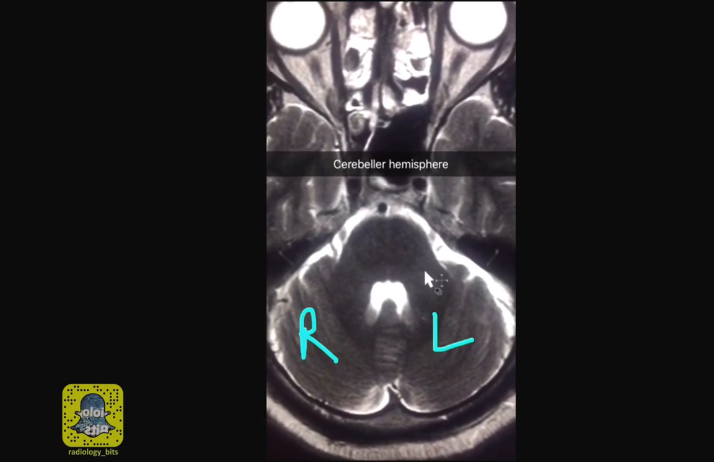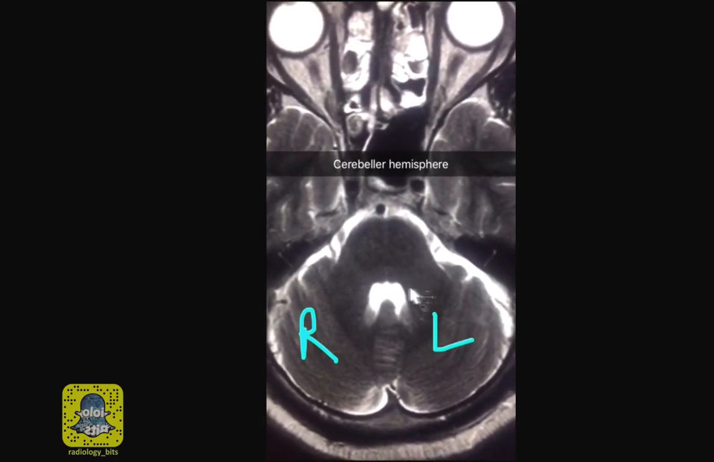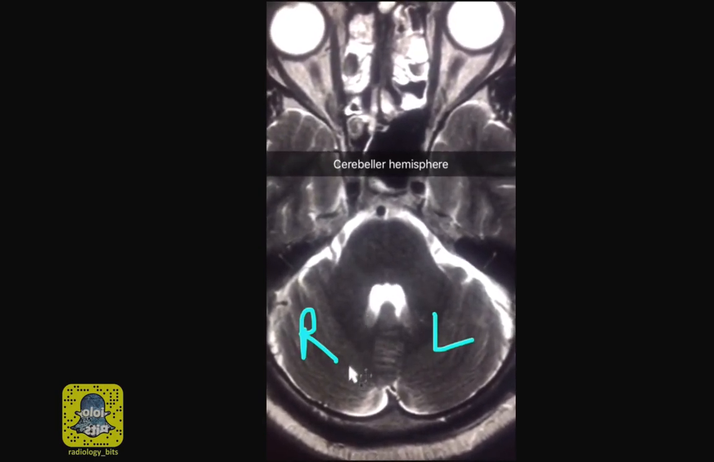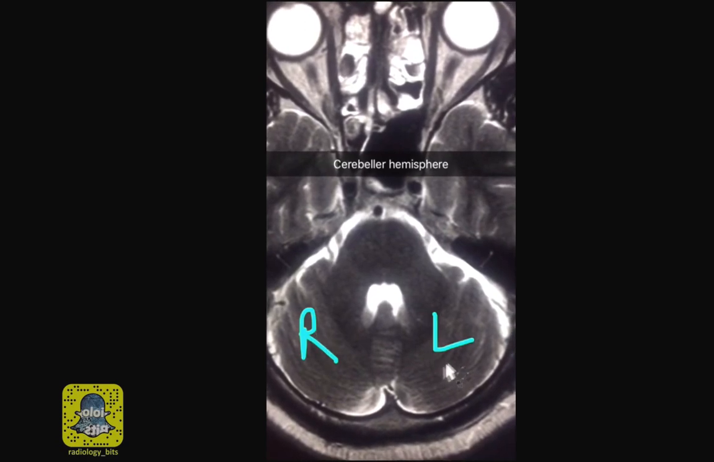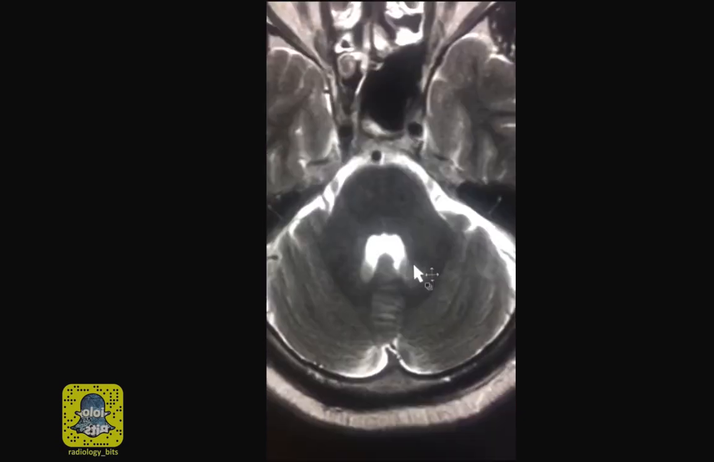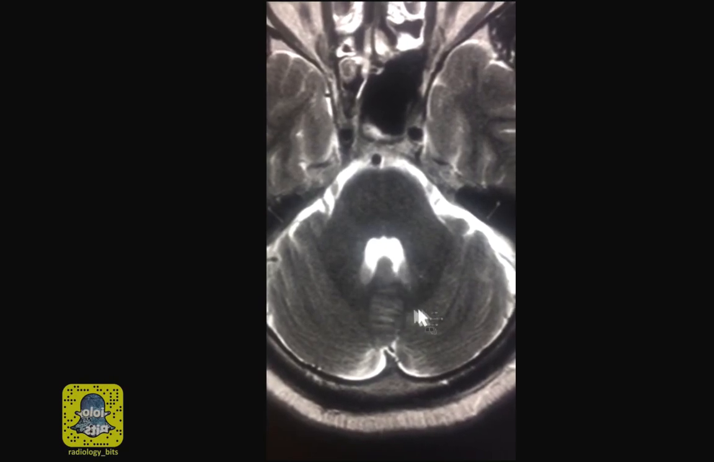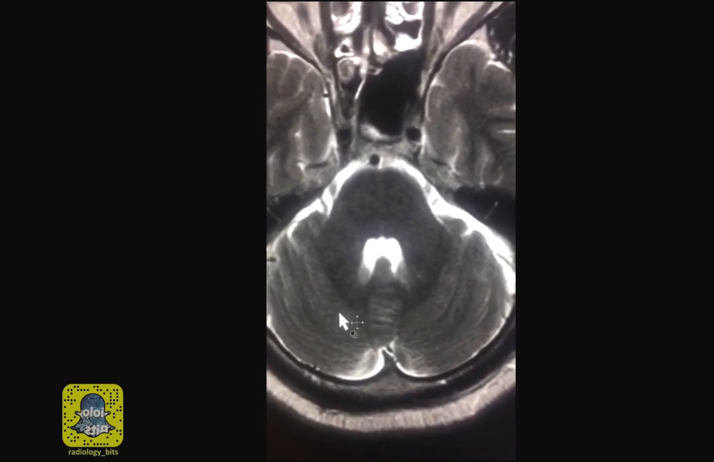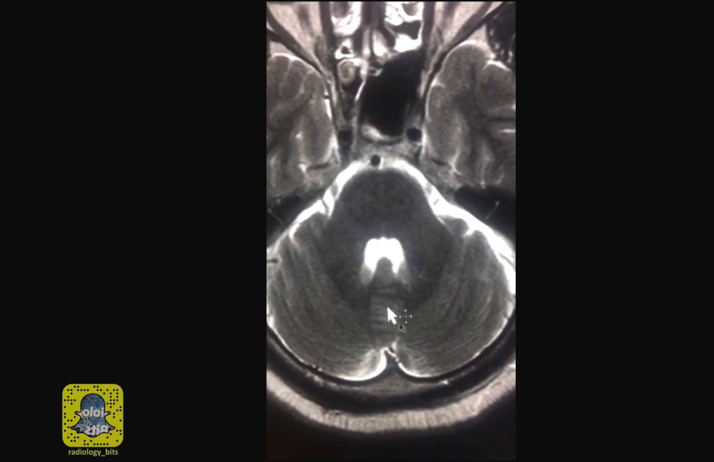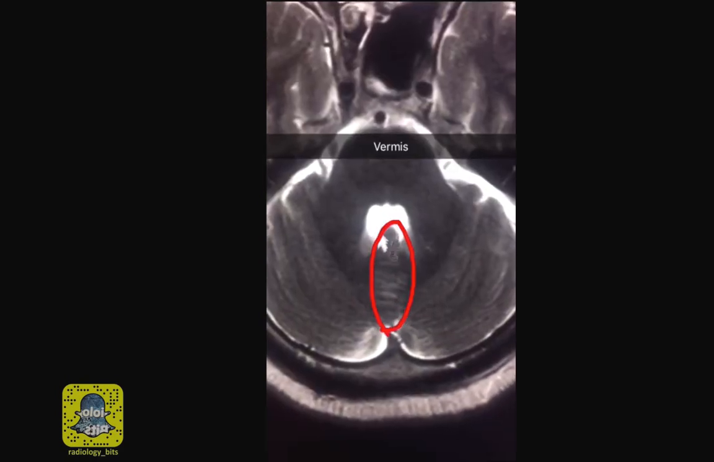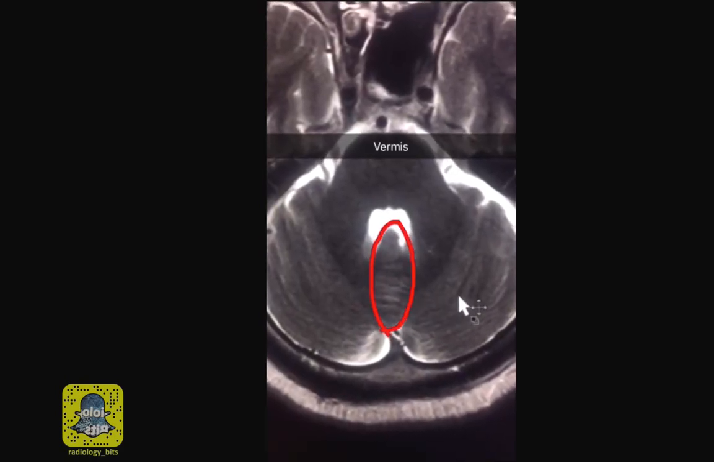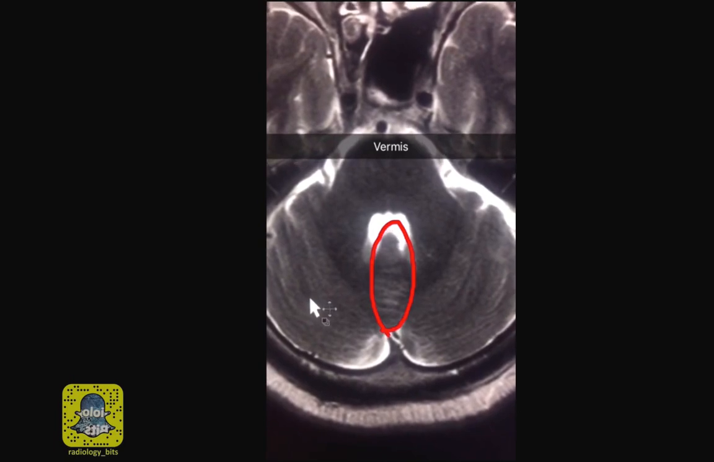Another thing to highlight is that the cerebellum is connected to the brainstem. This is your right cerebellar hemisphere, this is your left cerebellar hemisphere. And the component of the cerebellum in between both hemispheres is a structure of interest today. It's called the vermis. So the vermis is a central component between both cerebellar hemispheres.